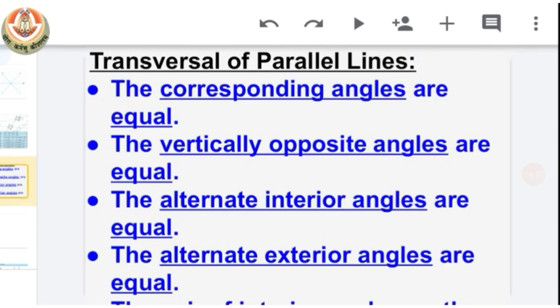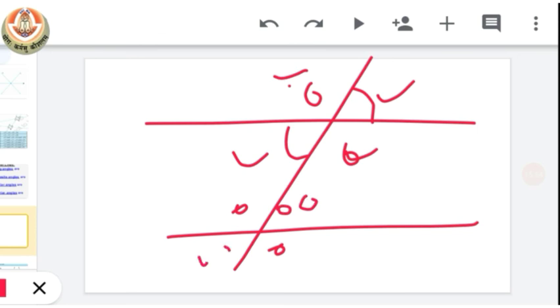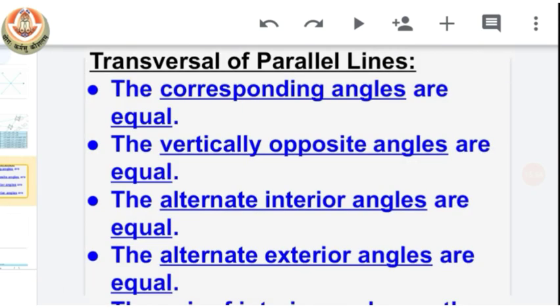Now the next type of pair of angles is vertically opposite angles, about which we learned in our previous class. Vertically opposite angles means when two lines intersect each other, then the opposite angles are known as vertically opposite angles, and they are equal to each other. That means this equals this, similarly this equals this, and this angle equals this angle. Okay, this has been very clear to all since our previous class.